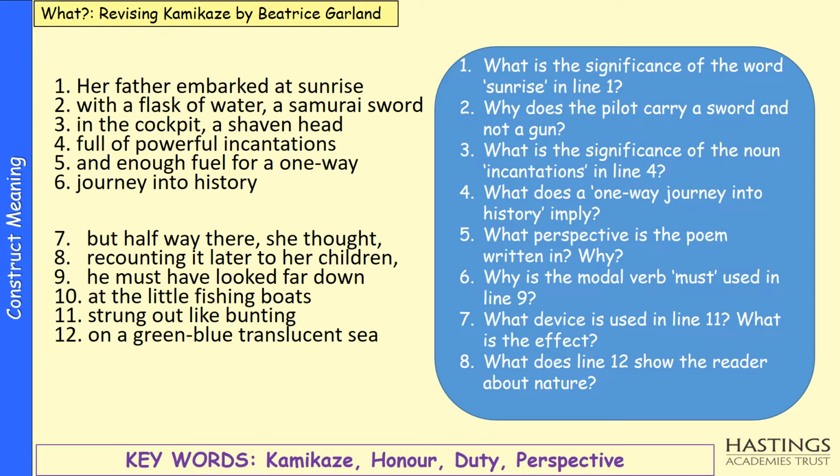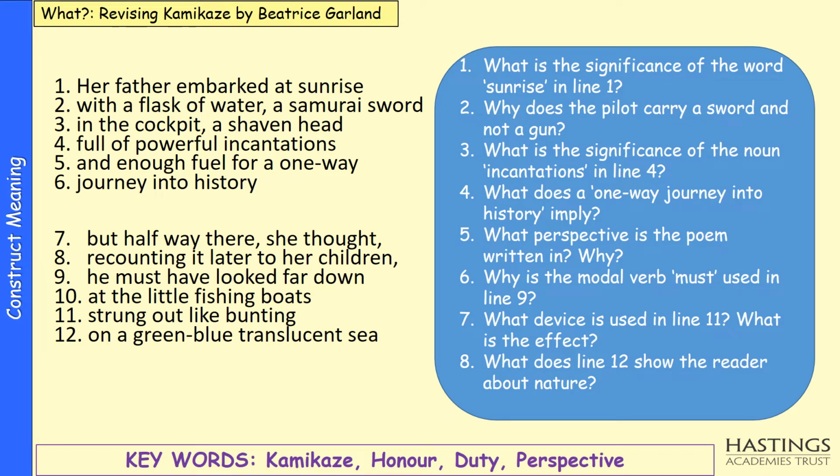Number 3, what is the significance of the noun incantations in line 4? So it says as he's there about to go on this journey, his head is full of powerful incantations, so spells. That gives us the impression that he is maybe brainwashed. Okay? His head has been filled with these ideas of honour, these ideas that this is going to be an exciting journey, when really it's not. So it's the idea that he's probably been brainwashed by his culture, by society, by the government, about this war, about what he's about to do.